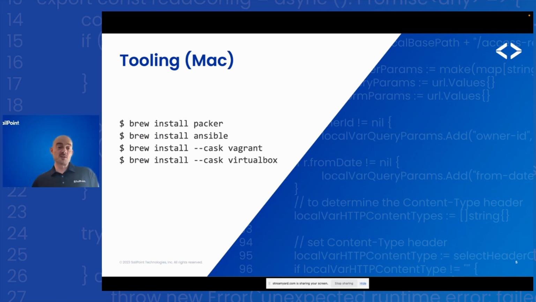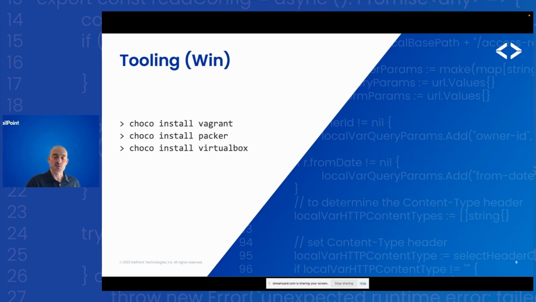The way to get these tools is very easy. On a Mac, you just use Homebrew, brew install, each of those. And similarly on Windows, very easy with Chocolatey. You do choco install vagrant packer virtualbox. You will notice Ansible is not mentioned on this page because there is no native Ansible available for Windows.